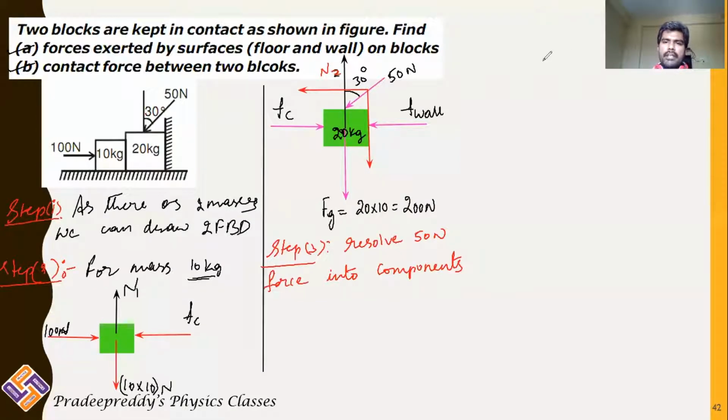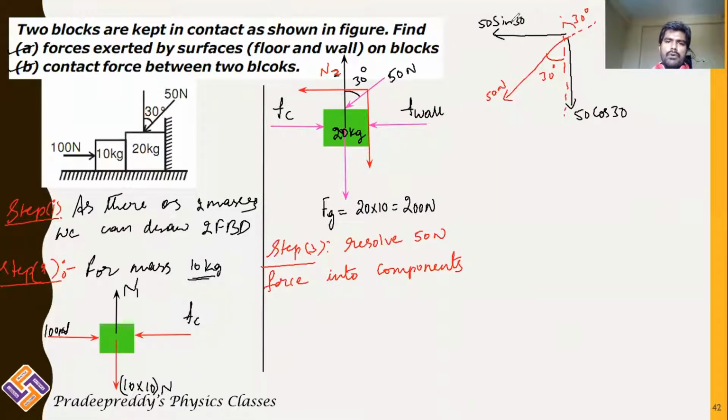Now 50 Newton is like this, right? And this is the normal for 50 Newton. This angle is 30 degrees. Then obviously this angle should be 30 degrees. This is 50 Newton. 50 Newton can be resolved into two components. One component in downward direction, other component is in this direction. This is 50 cos 30 and this is 50 sine 30.